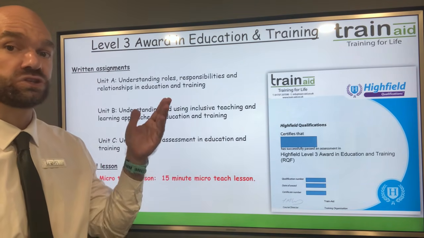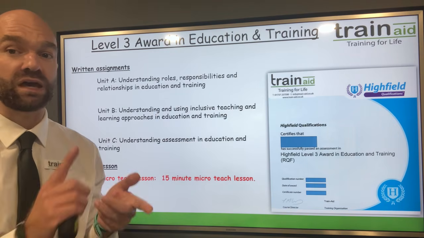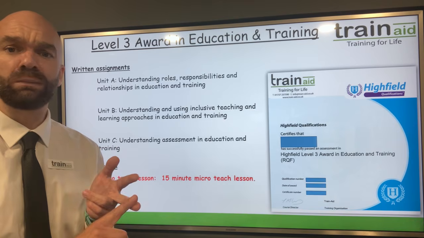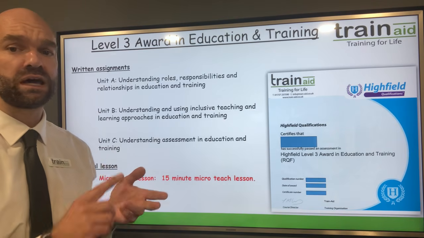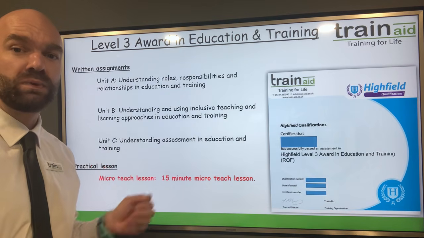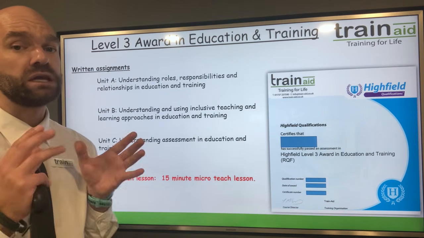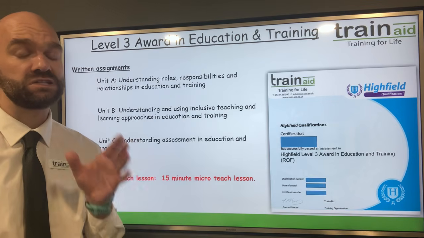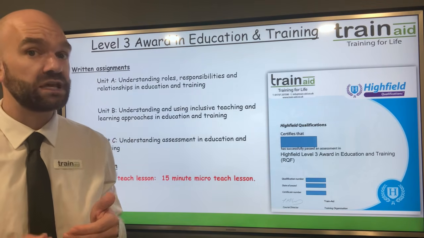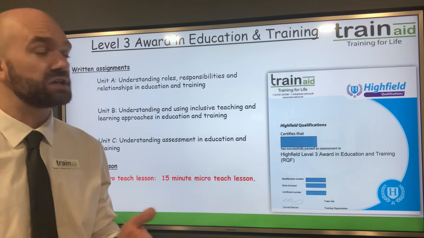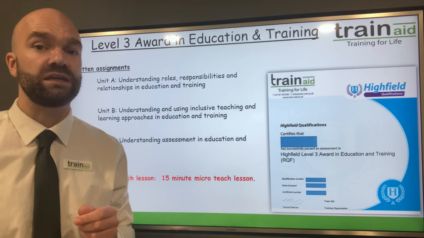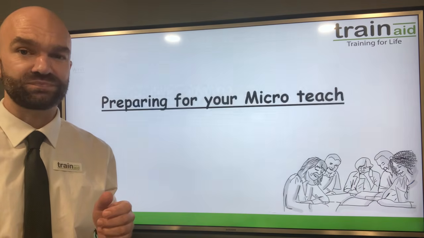So the qualification has 3 written assignments. Unit A, which looks at the roles and responsibilities of a teacher. Unit B, which looks at inclusion, and also Unit C, which is assessment methods. But one of the big elements, of course, as we know, is the 15-minute micro-teach. This is the practical lesson. So we're going to look through the different stages of your micro-teach and give you lots of help and advice when delivering your 15-minute micro-teach lesson.